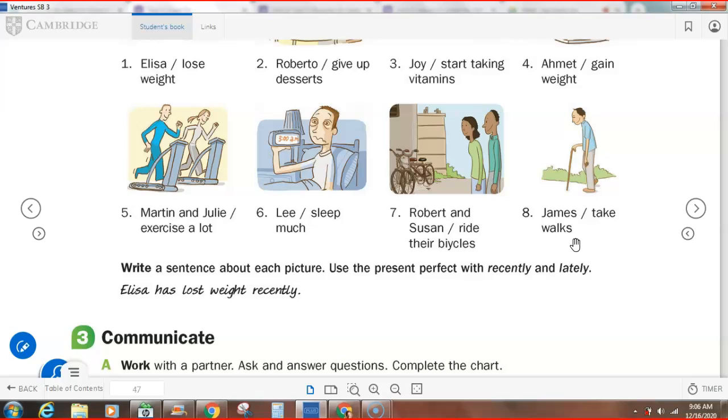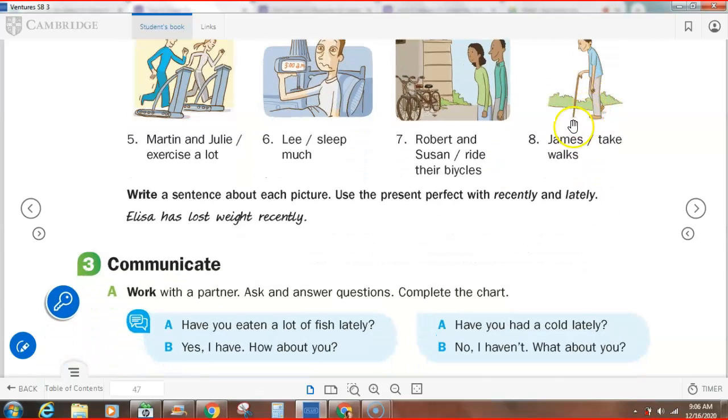Has James taken a walk recently? Yes, he has. Good job. Okay. Good practice. All right, let's jump over to the next grammar point for the last part of the test today.